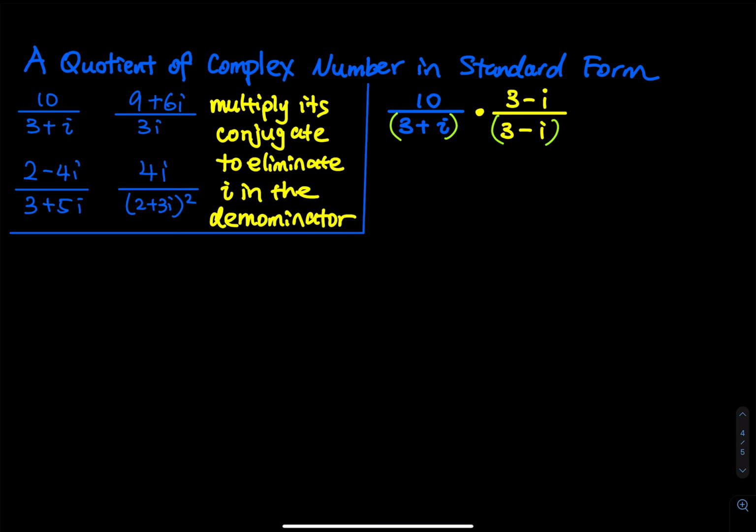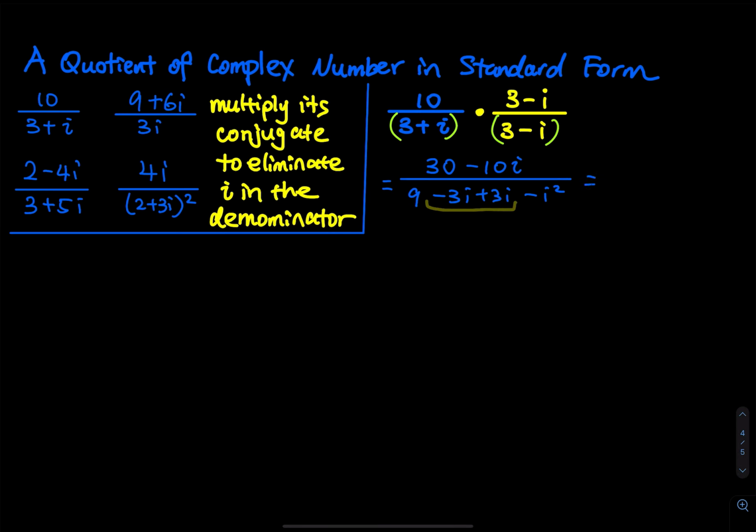All right, so let's go ahead and do the multiplication. The top we have 10 times 3, which is 30, and then 10 times i is 10i. You distribute the 10 to the 3 and the i. And then the denominator, 3 times 3 is 9, and then minus 3i plus 3i, and then minus i squared. Do you see that once you multiply by the complex conjugate, these two terms cancel, right?